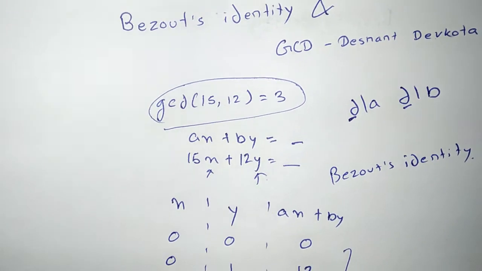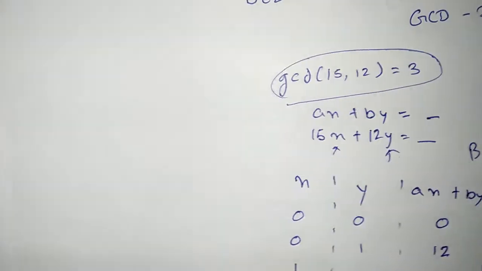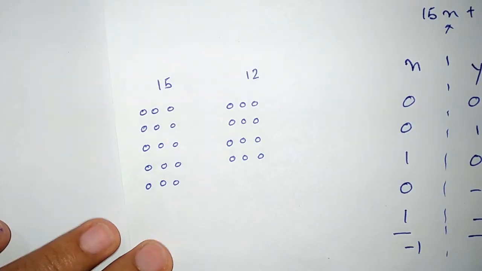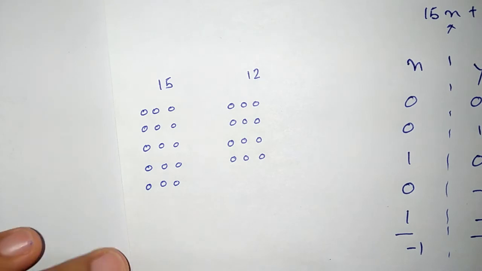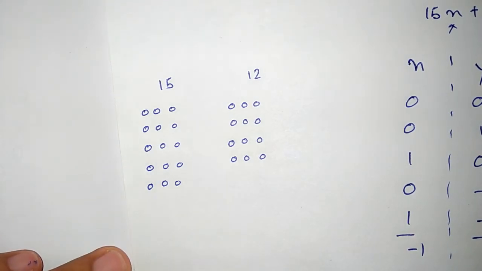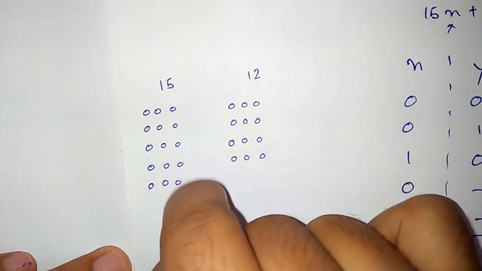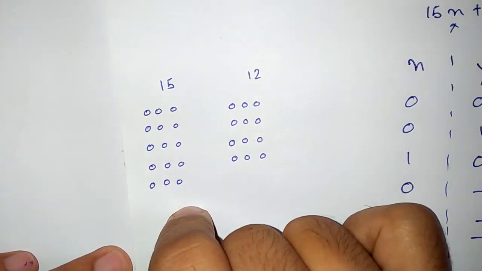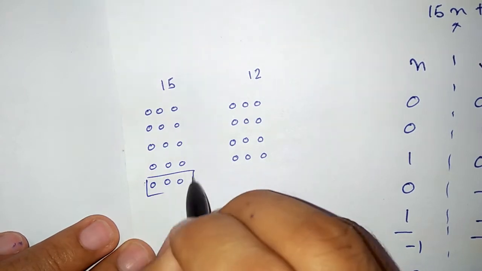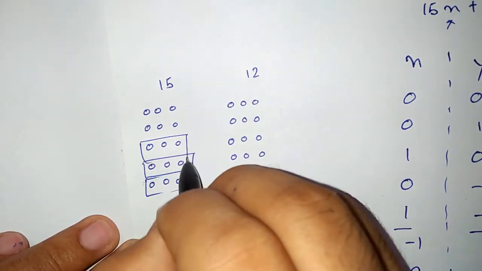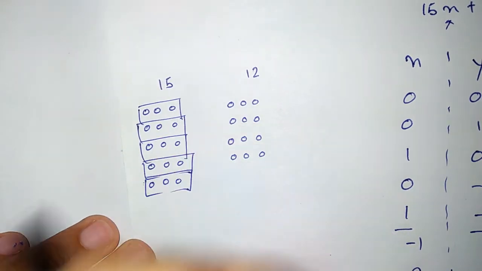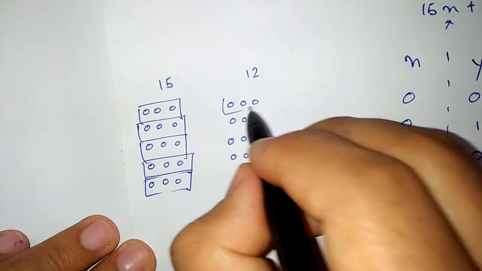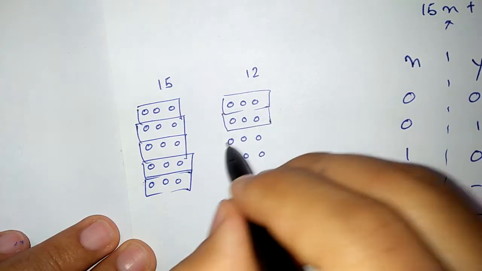So let us dive further and look at why this is happening. If you look at 15 and 12 as numbers, when we know this GCD is 3, we can divide 15 and 12 in equal blocks of 3. So this 15 can be divided into 5 blocks of 3. You can see we can divide 15 into equal blocks of 3, and also 12 can be divided into equal blocks of 3 too.